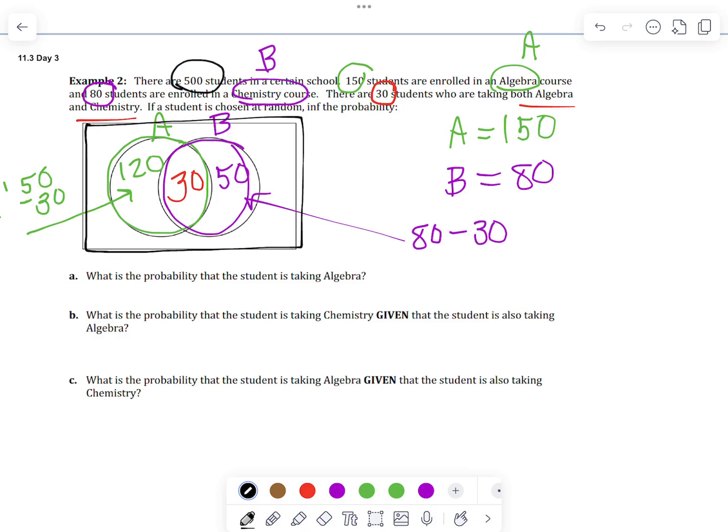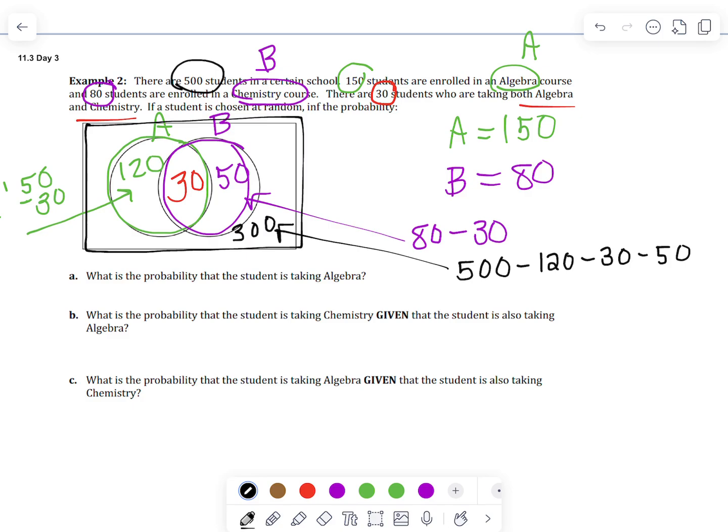And that entire Venn diagram has to add up to 500. So we have a number outside the circle. So we take 500, and then we subtract the 120, the 30, and the 50. And what's left is 300 students. So this represents 300 students aren't taking either of those classes. Now we can go ahead and answer our probability questions.